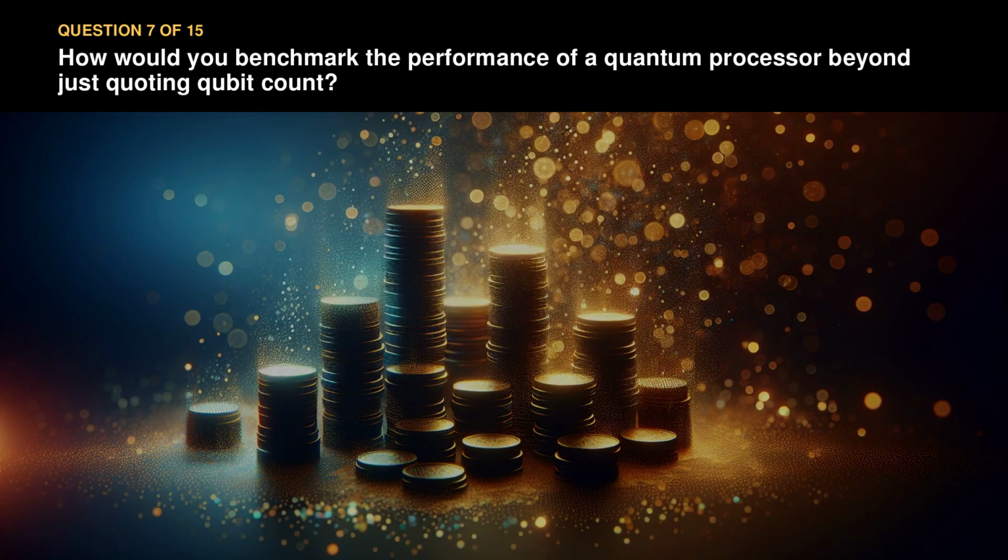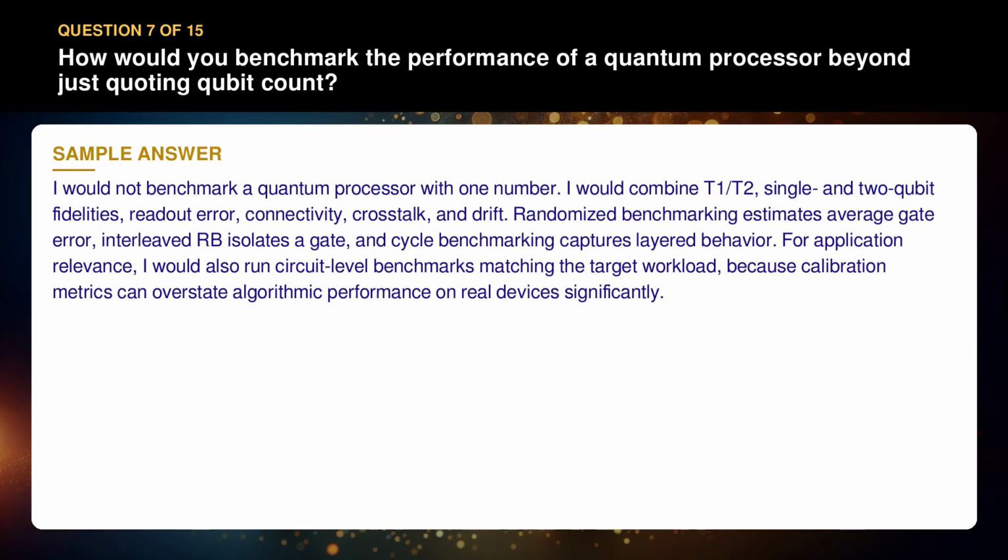Question 7. How would you benchmark the performance of a quantum processor beyond just quoting qubit count? I would not benchmark a quantum processor with one number. I would combine T1, T2, single and 2 qubit fidelities, readout error, connectivity, crosstalk, and drift. Randomized benchmarking estimates average gate error. Interleaved RB isolates a gate, and cycle benchmarking captures layered behavior.